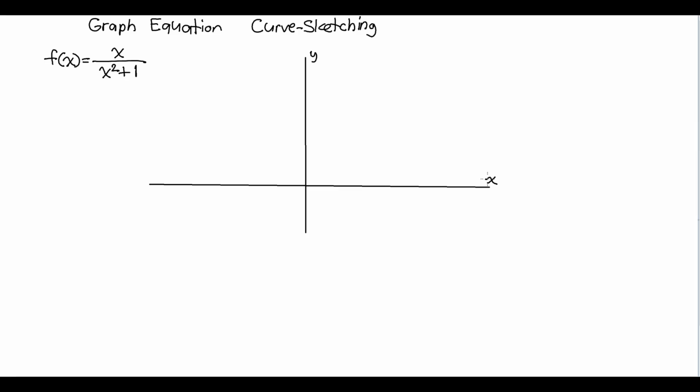Okay, so first, let's find out if this graph intersects the x-axis. Does it have any zeros? Okay, so we can check that by setting this equal to 0, and we get 0 at x equals 0. Okay, and that zero occurs at (0, 0).